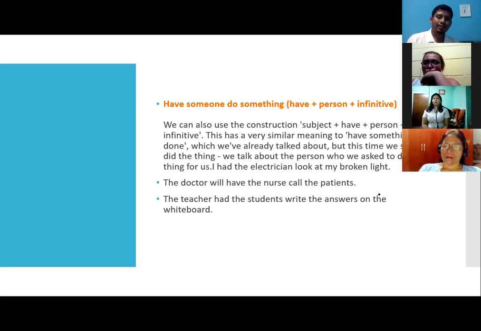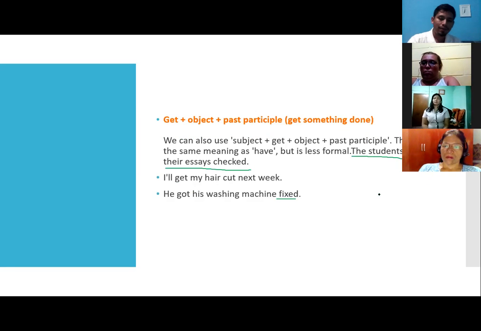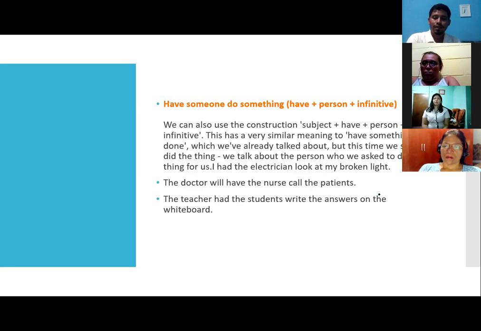We talked about this already, but this time we say who did the thing, or the things. We talk about the person who was asked to do the things for us, okay? I had the electricians look at my broken light. What is the difference between the structures that we have at the beginning? In this case, we are just focusing on the action, on something that happened. And in this part, we're focusing on the fact that someone did or will do something for us.